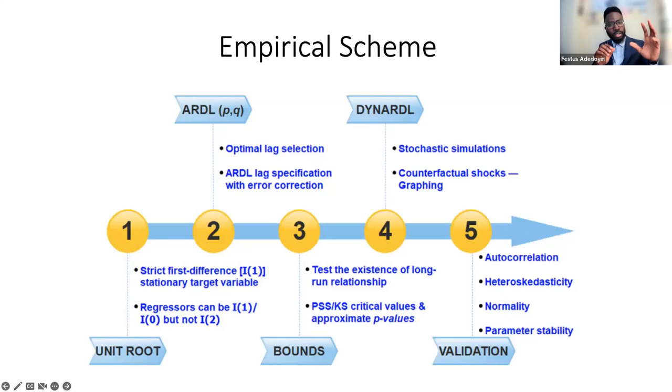So there's the ARDL model, which is a start. Make sure you have your optimal lag selection, then you go on to the dynamic ARDL. But before you get to all of those higher levels, you need to ensure you go through the unit root test. Then you move on to your estimation. Then you conduct your bounds testing. Then you move on to the dynamic ARDL, having your counterfactual shocks, which is where we're going. And then you make sure you have every other validation check to make sure your model is correct, your predictions are fine, and whatever policy options or directions you suggest are reliable. And this is the empirical scheme.